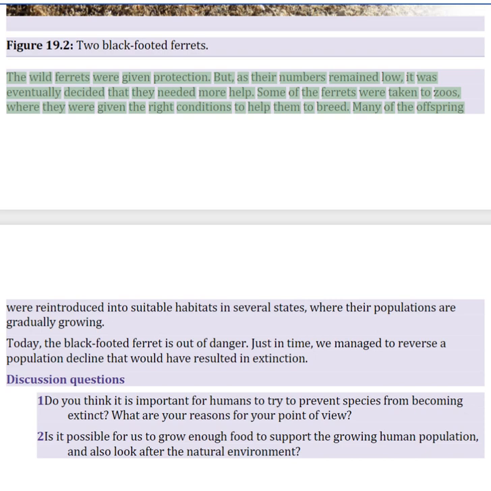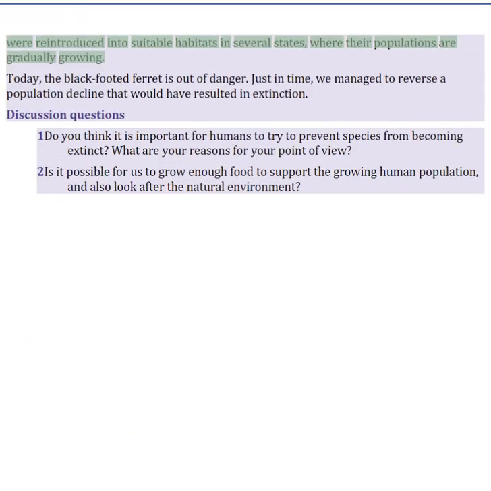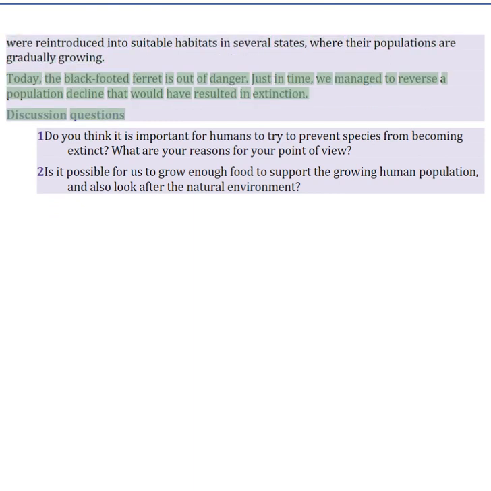Some of the ferrets were taken to zoos, where they were given the right conditions to help them to breed. Many of the offspring were reintroduced into suitable habitats in several states, where their populations are gradually growing. Today, the black-footed ferret is out of danger. Just in time, we managed to reverse a population decline that would have resulted in extinction.